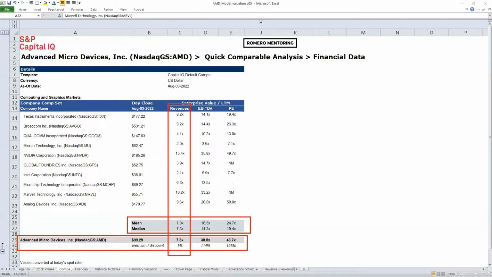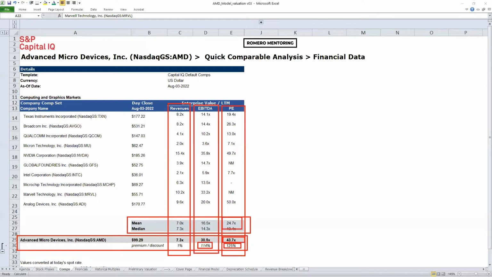If we focus on another metric, which is EBITDA multiple, you can see that they're actually trading at double the industry mean and median. There is a 114% premium on top of the EBITDA multiple of the industry. So you might suggest that the stock might be overvalued on an EBITDA basis. What about on a PE multiple basis? Same thing. The stock is trading at a 125% premium, okay, on a PE multiple basis when you're comparing to the mean and median.